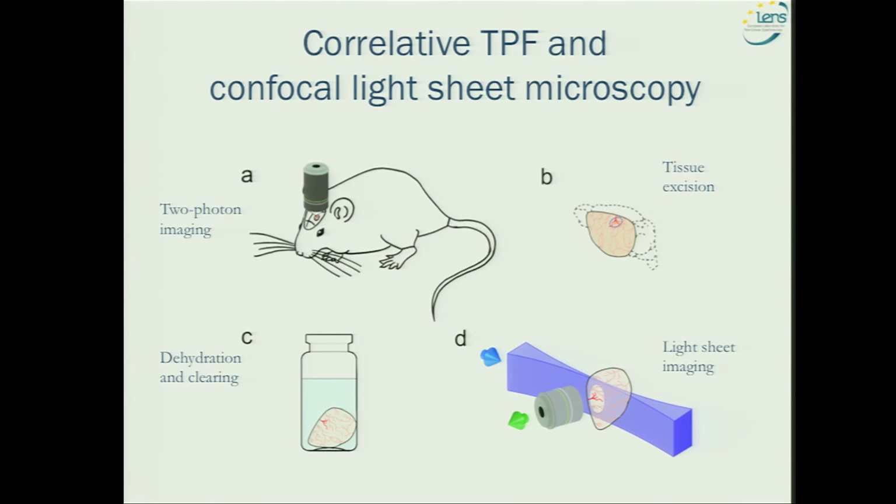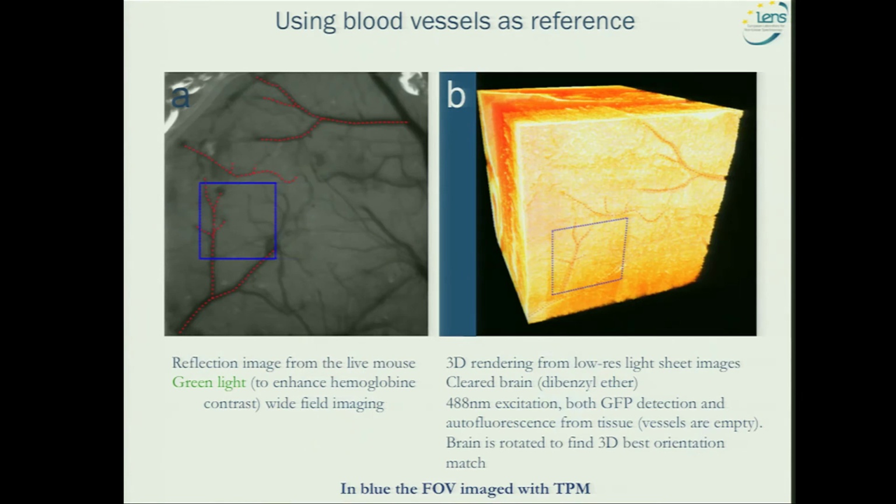So first we do the two-photon, then we excite the brain, and then we do the light sheet. In order to correlate that, first of all, we correlated the two-photon with light microscopy. We illuminate with green light in order to have a very high contrast on the blood vasculature. The blood vasculature is a fingerprint, so we could correlate two-photon with light microscopy. And then when we do light sheet microscopy, the perfusion which is used is also fluorescent, and also creates a blood vasculature pattern, so we can correlate the two.